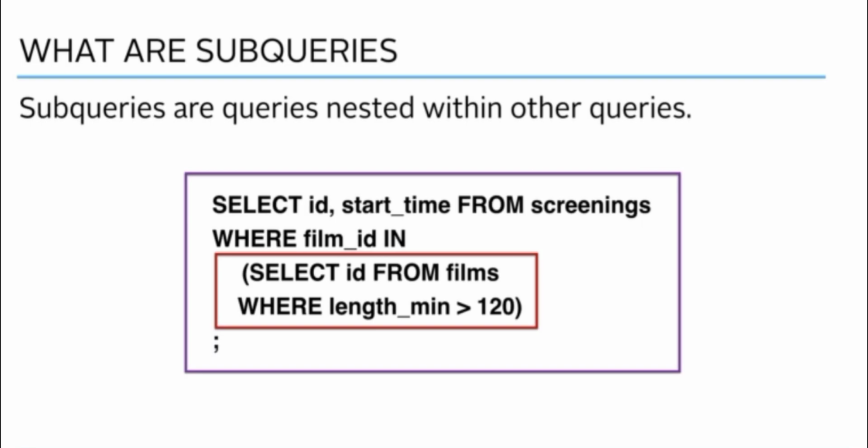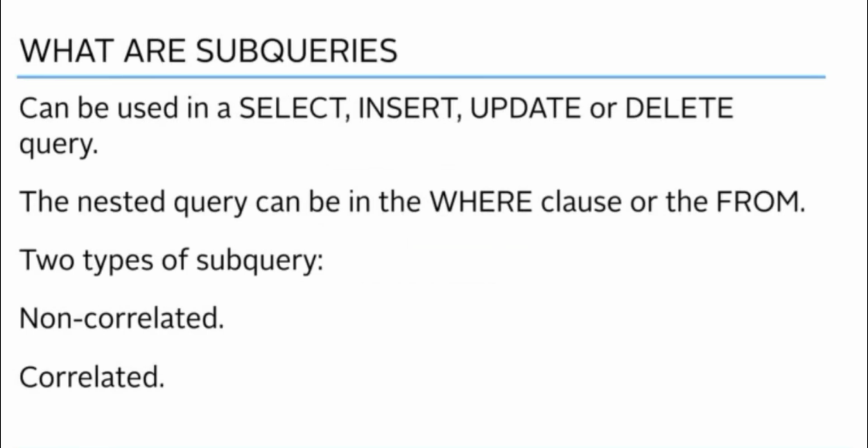So we have a subquery here. We have the select id from films where length_min is greater than 120, and this is referred to as the inner query. And then we have the outer query, which is select id, start_time from screenings where film_id is in the inner query. Subqueries can be used in a select, insert, update or delete query, but in this section we're just going to be looking at subqueries within select statements.